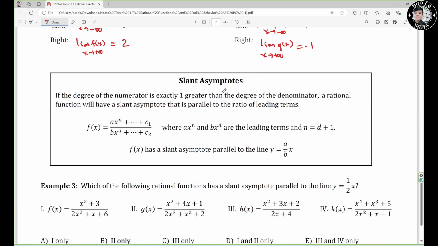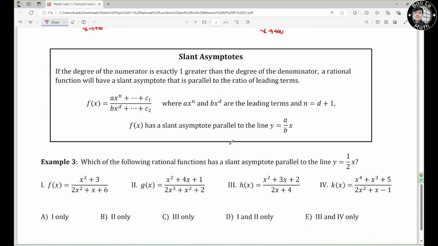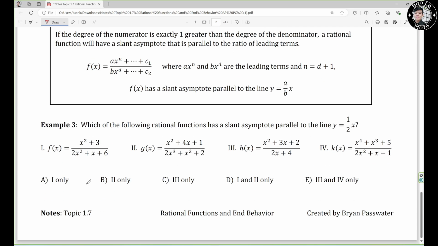Now, a slant asymptote occurs when the degree of the leading term on the numerator is greater than the degree of the leading term on the denominator by 1 unit. Then we have a slant asymptote, and we need to do long division to find it. Alright, so let's look at example number 3. Which of the following rational functions has a slant asymptote parallel to the line y equal 1 over 2s?